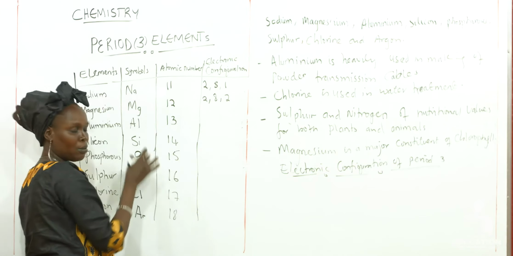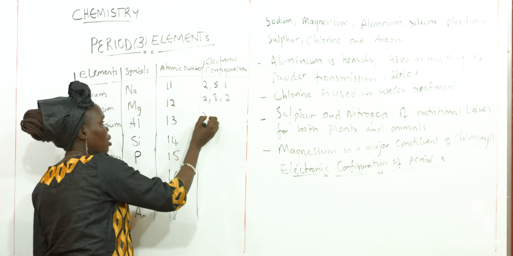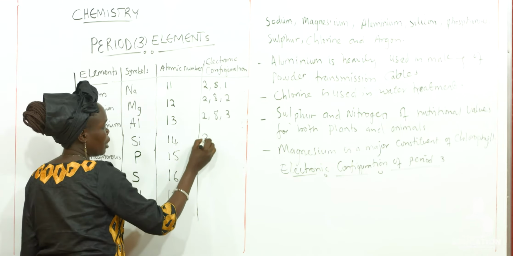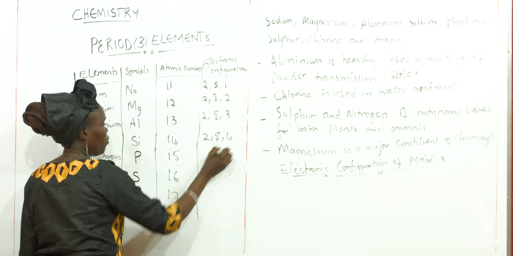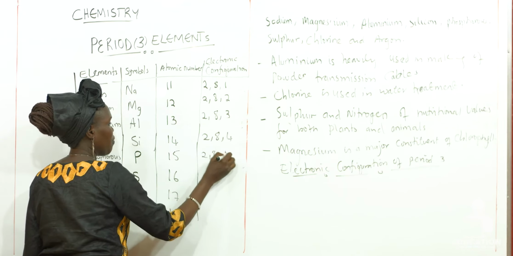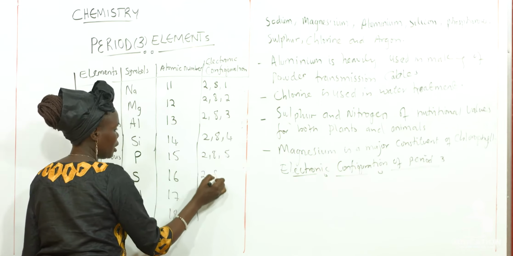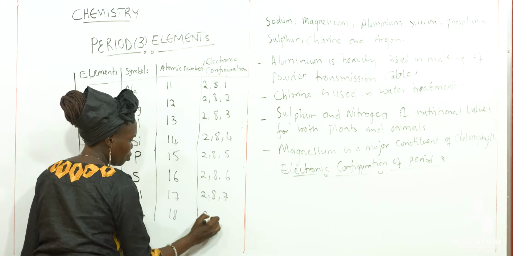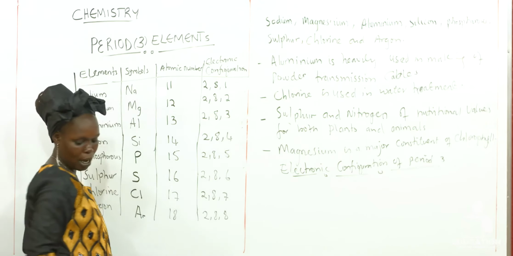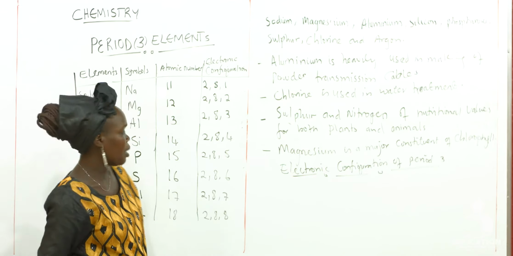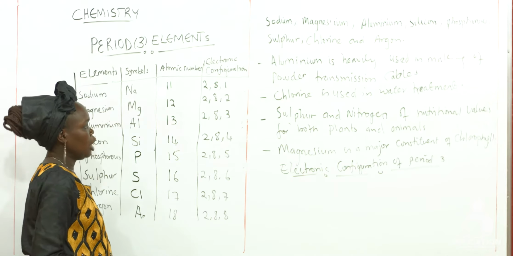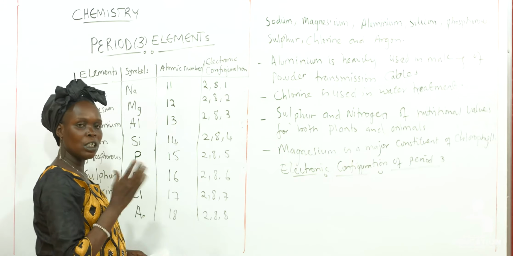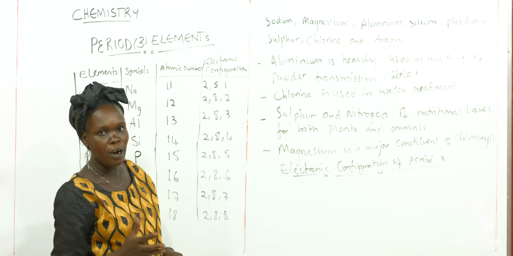The same thing applies for magnesium, which is 2, 8, 2. It will go like this for all the elements in this period. Aluminium is 2, 8, 3, silicon is 2, 8, 4, then 2, 8, 5, 2, 8, 6, 2, 8, 7, and 2, 8, 8. So all these elements have 3 energy levels. The electrons are distributed among 3 energy levels. This makes them have the same physical properties.